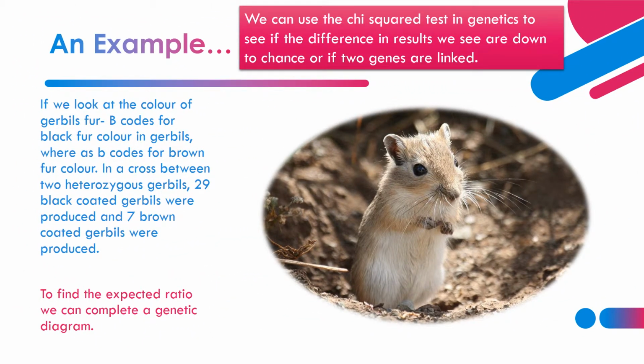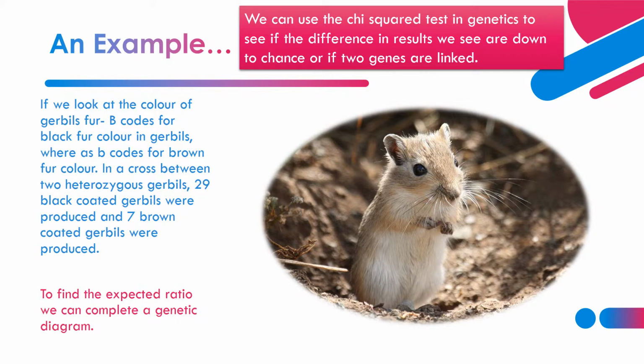If we wanted to look at an example of one of our crosses, say we wanted to cross some gerbils to see the resulting colour of their fur, we use the chi-squared test to see if the difference in the actual offspring is down to chance, or if there is a significant difference, and if two genes are actually linked, giving one of those alleles a prevalence in the resulting population.